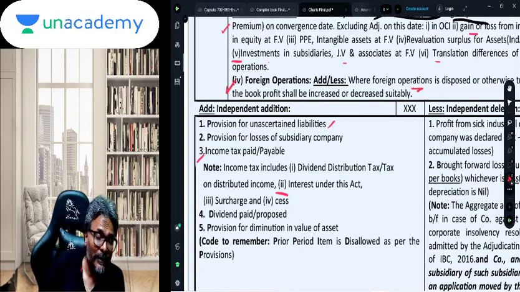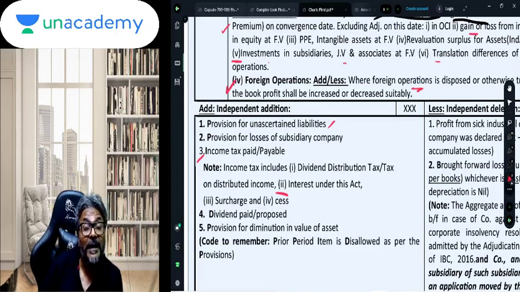But be careful, supposingly they give it to you that the company was being charged interest on late payment of TDS, say under section 201. So whether the interest which is charged on late payment of TDS is debited in computing the net profit, whether you are going to add it back, answer is yes. Why? Because this is an interest under the Act, and therefore this interest also needs to be added back.